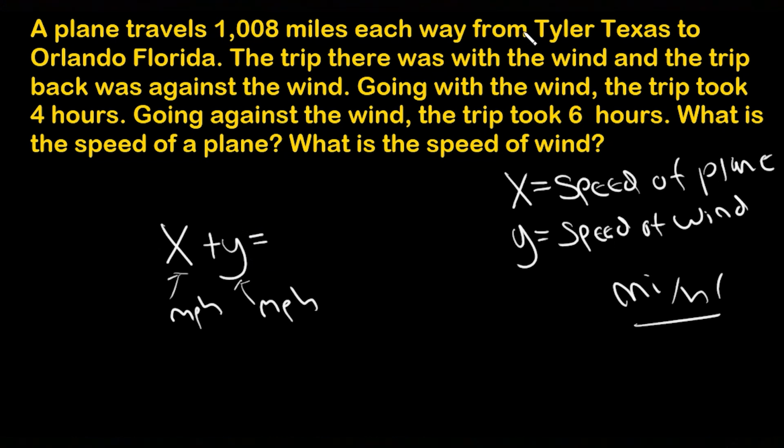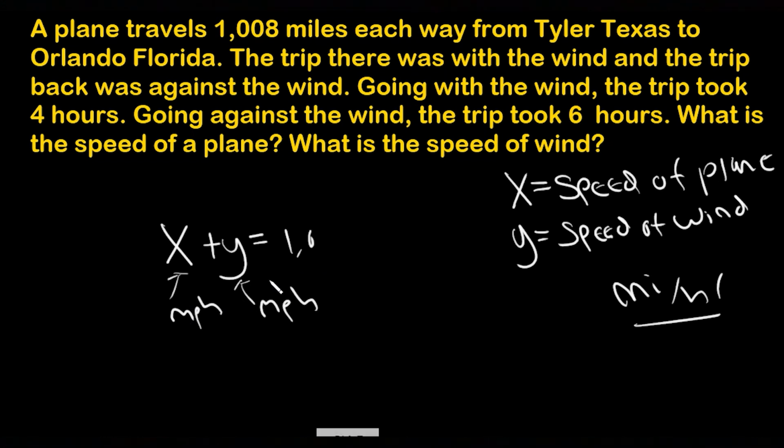Well, going with the wind, it said it took 4 hours. So if I set this equal to 4, that doesn't really make sense because I have miles per hour plus miles per hour equal to this right here is hours, right? Well, what happens if I set it equal to 1,008? Well, let's try that. If I set it equal to 1,008, this right here is going to be in miles. Does that make sense? I have miles per hour plus miles per hour equal to miles. My units don't match up, but you're close here.